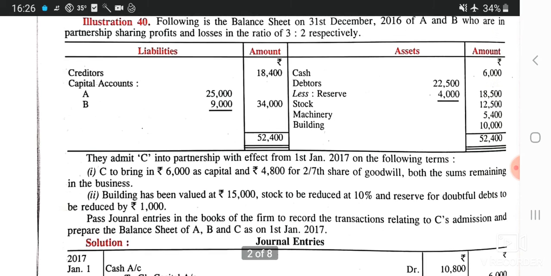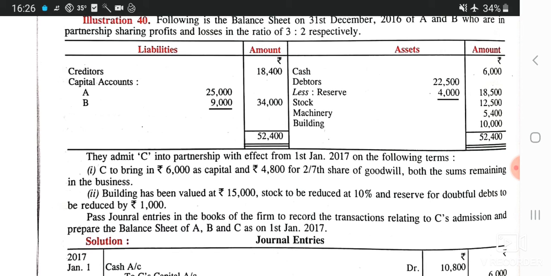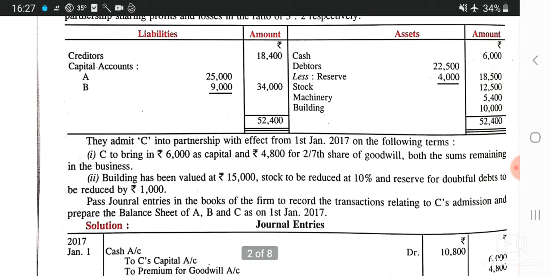They admit C into partnership with effect from 1st January 2017 on the following terms. C is to bring in 6,000 as capital and 4,800 for 2,000 share of goodwill. Both the sums remain in the business. Building has been valued at 15,000, stock to be reduced by 10%, and reserve for doubtful debt to be reduced by 1,000. Pass journal entries.